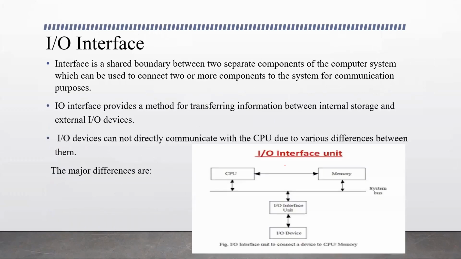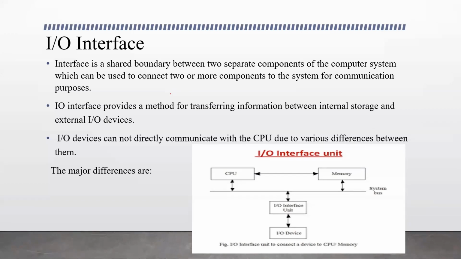And the other component of the I/O subsystem is the I/O interface. All the I/O components together we call I/O peripherals. And for these peripherals, the I/O devices, to communicate with the internal components, we need the interface. An interface is a shared boundary between two separate components of the computer system, which can be used to connect two or more components to the system for communication purposes.